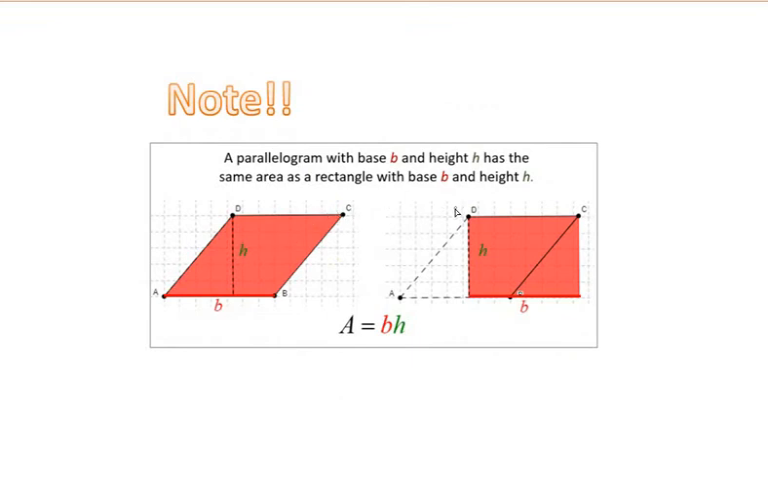Now we can notice that if we have a rectangle with base B and height h, it has the same area as a parallelogram with base B and height h. You need the same number of squares to build the rectangle and the parallelogram.